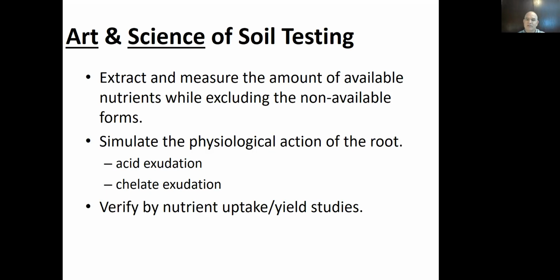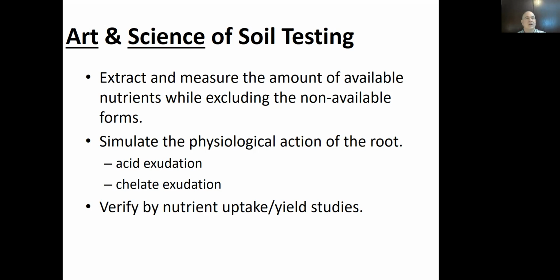What we want to do is extract and measure the amount of available nutrients while excluding the non-available forms, so in the case of phosphorus, like we might have rock phosphate, that plants just aren't going to see that. It's there in the soil, but it's in a solid form that plants can't get to. So when I'm doing my soil test, I don't want to include rock phosphate. I want to include the stuff that's available. I'll show you some more of that here in just a minute.